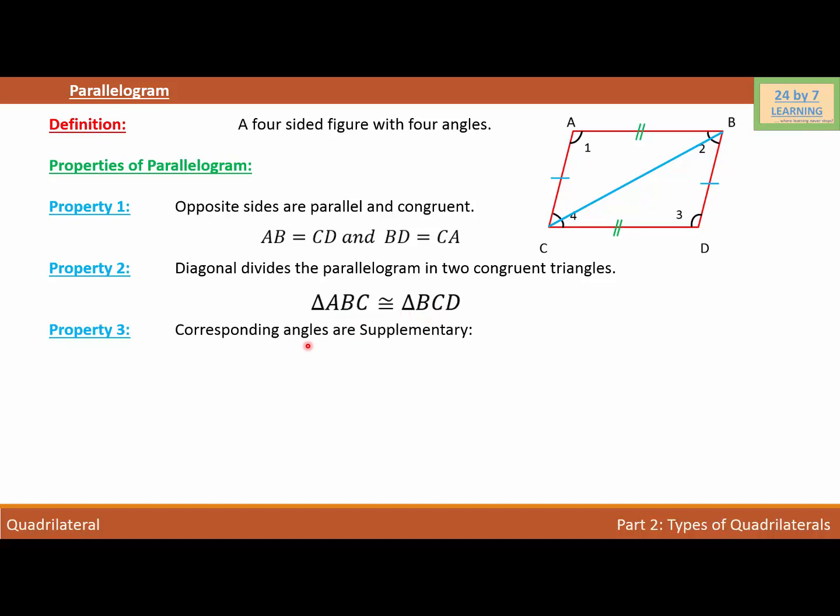Property 3. Corresponding angles are supplementary. It simply means that if I add any two angles next to each other, then the sum should be equal to 180 degrees. So let's follow that. If I do that, I will write angle 1 plus angle 2 is 180, which is over here. Angle 2 plus angle 3 is 180, which is over here. Angle 3 plus angle 4 is 180, which is over here. And last pair is angle 4 plus angle 1 is 180, which is over here.